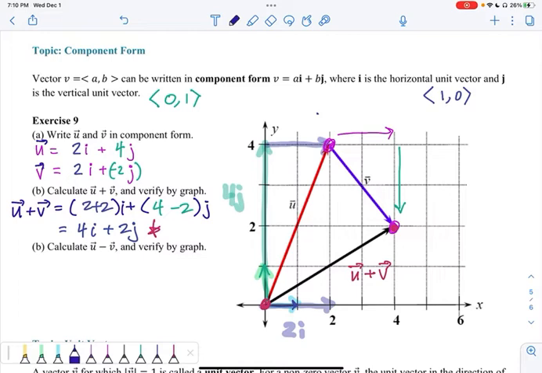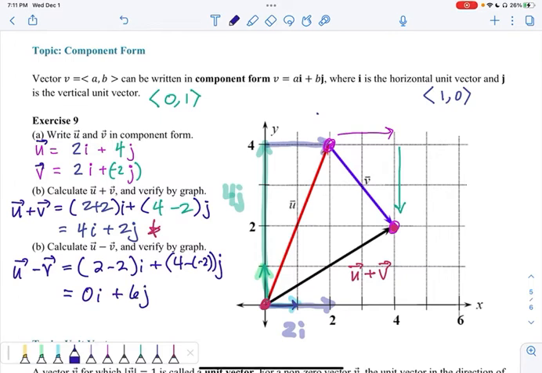Now let's look at u minus v. When we did this before, we said one way to think about it is adding the negative, or we could just do straight subtraction. So I'm still going to do it with my i's and my j's here. For the i, I'm going to take my horizontal components and do 2 minus 2, and then for j I'm going to do 4 minus negative 2. This gives me 0i plus 6j, which is just 6j.